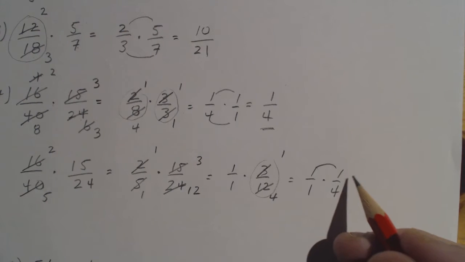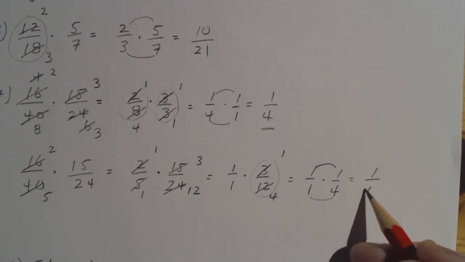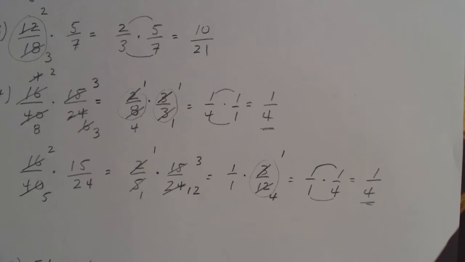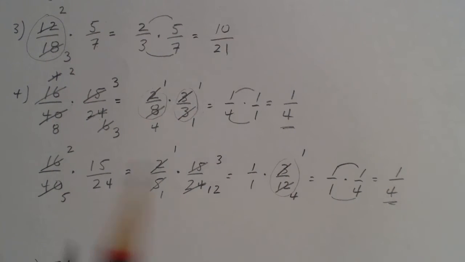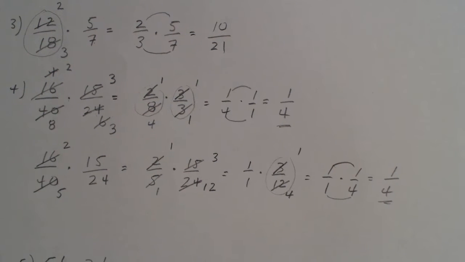Multiply the two numerators together, I get 1 times 1 is 1. The two denominators together, I get 1 times 4 is 4. And of course, they are the same. So it doesn't matter which you do first in this case, whether you cross cancel or simplify the fraction, you'll get to the same result eventually.